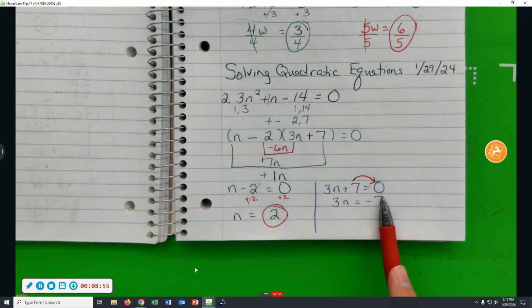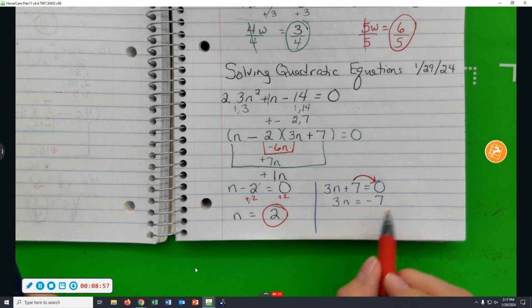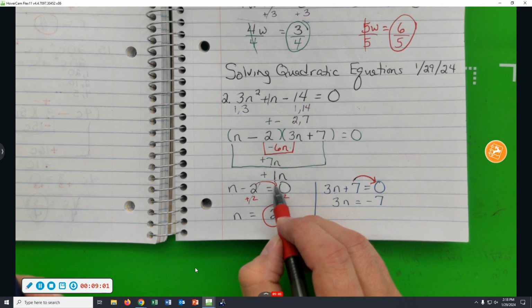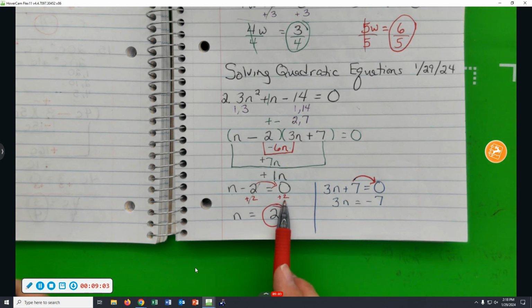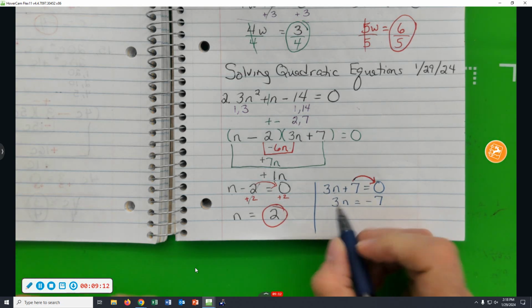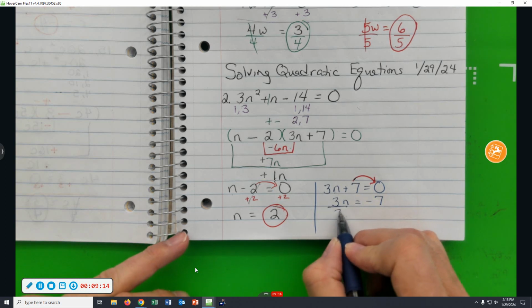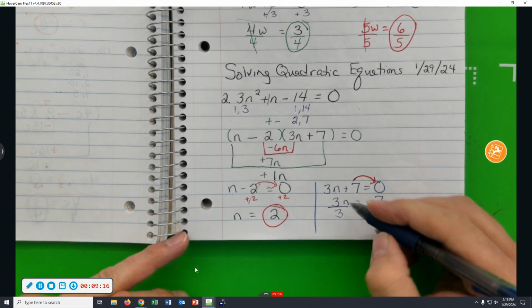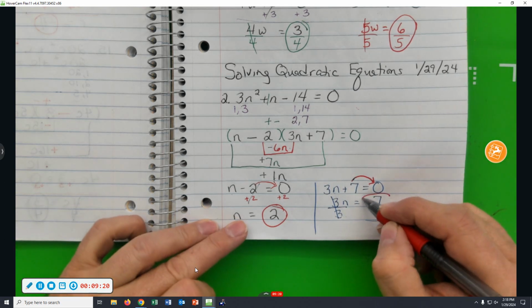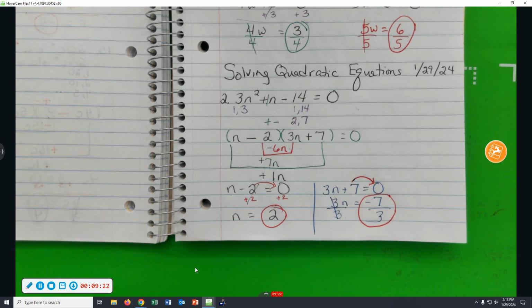That's the same thing as just going minus 7 minus 7. Why do I do it like that? Well, it just takes up a little less room on the paper. Just doing this takes up less room rather than showing the plus 2. And what else? Now, the opposite of multiplying by 3 is dividing by 3. So we have n equals negative 7 over 3 and positive 2.